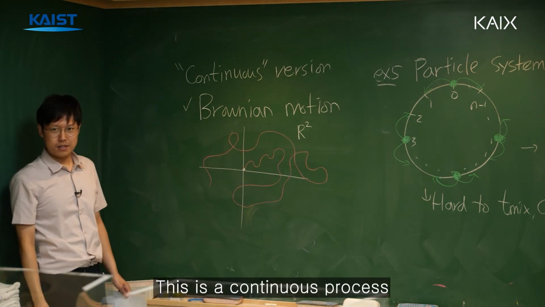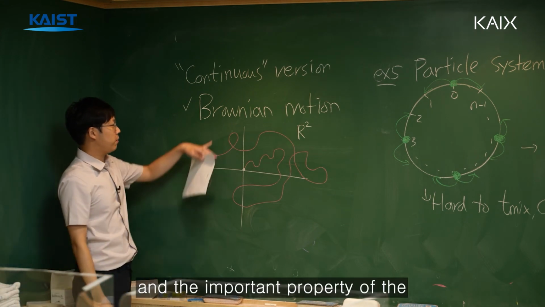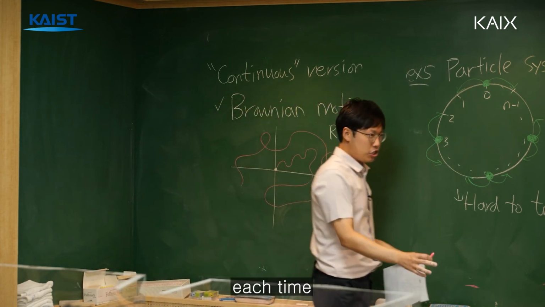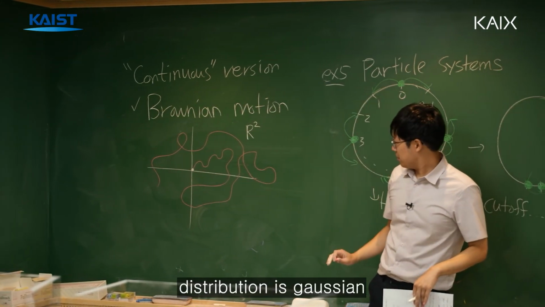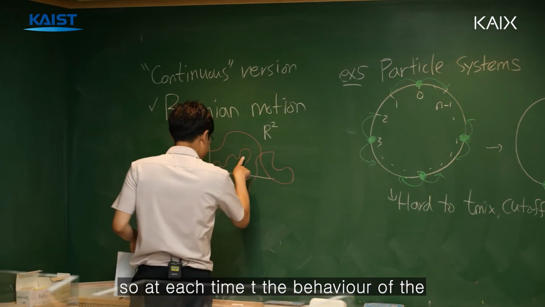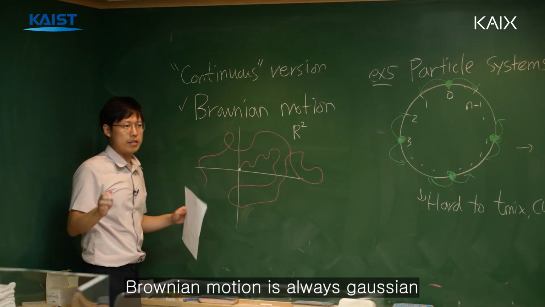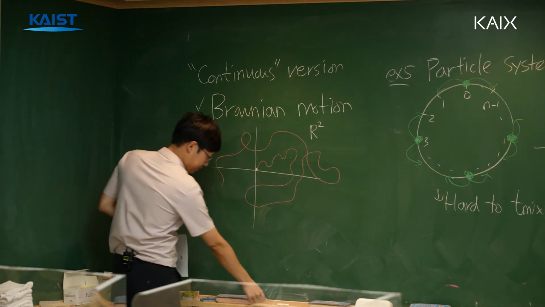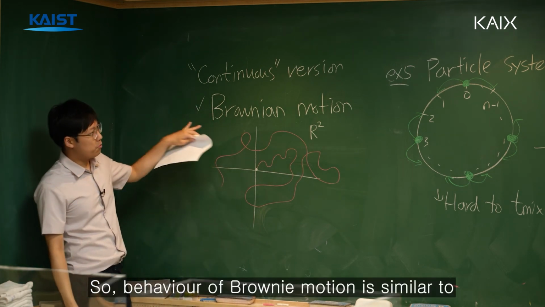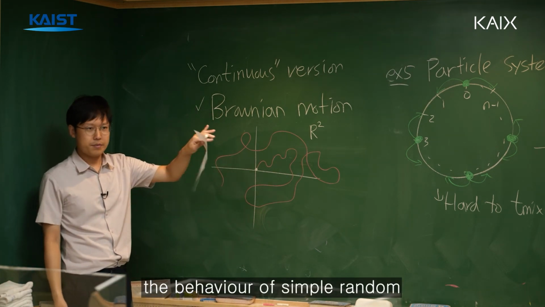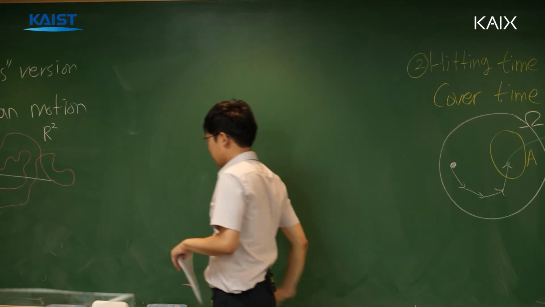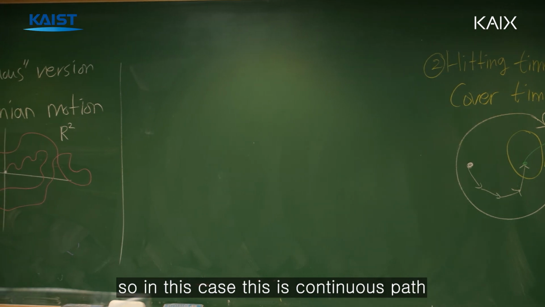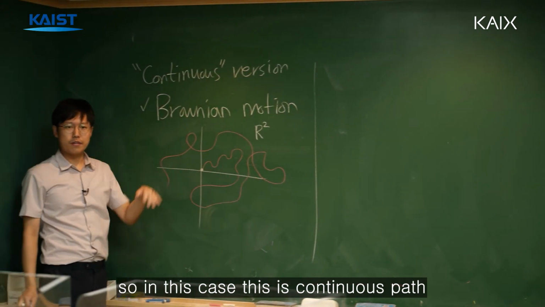This is a continuous process, and an important property of Brownian motion is that at each time the distribution is Gaussian. So at each time t, the behavior of the Brownian motion is always Gaussian. That's one important thing, and it satisfies the Markov property. So the behavior of Brownian motion is similar to the behavior of simple random walk. They are similar. And there's also a generalization of this. In this case, this is a continuous path, right? So there is no jump.